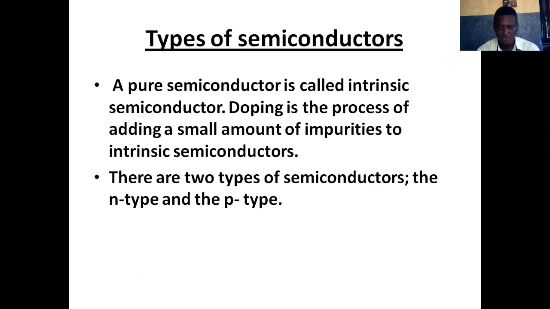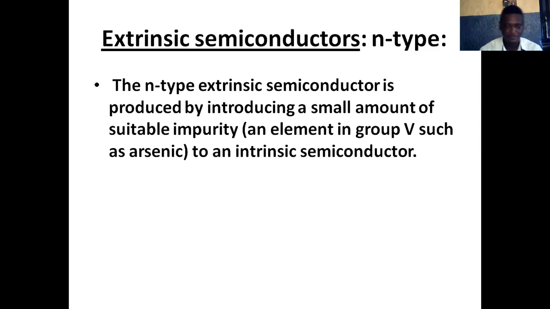So for your examination question, you come across doping a lot. If they ask you what doping means, you simply tell them that doping is the process of adding a small amount of impurity to intrinsic semiconductor. Intrinsic when it is pure, but when you add impurities, then it is no longer pure, but becomes extrinsic. It becomes extrinsic semiconductor. So there are two types of semiconductors, the N-type and the P-type.